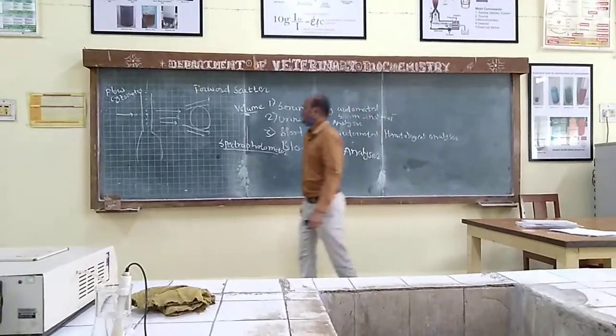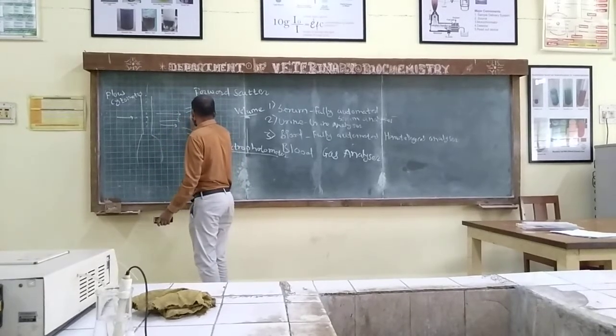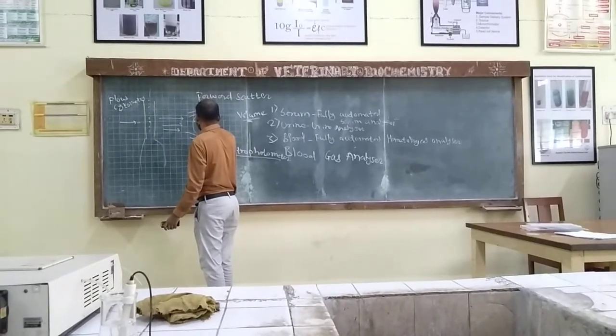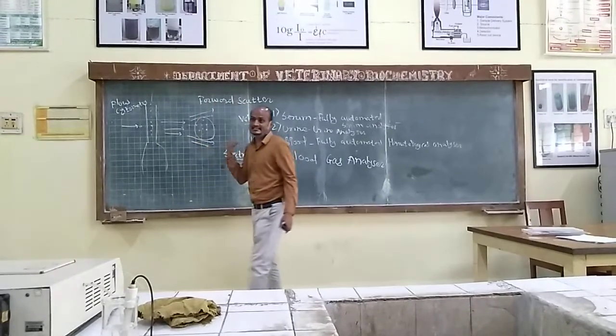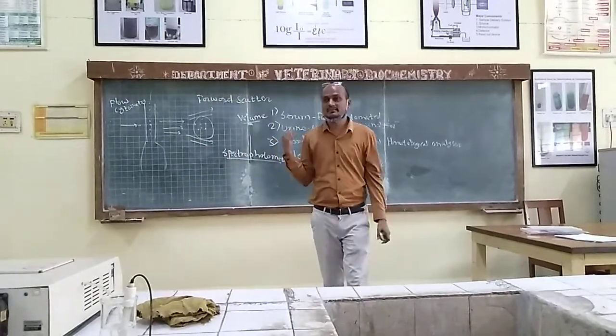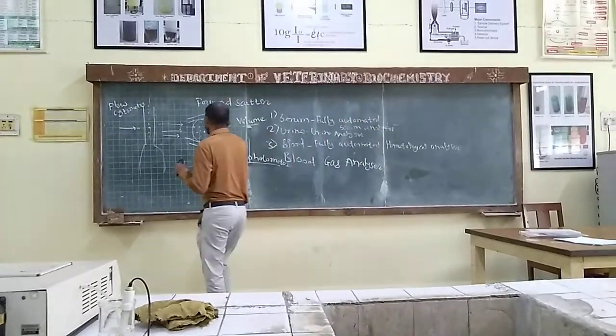Okay. So what else can happen with that light? It may try to pass through this cell. Okay. Some light may get absorbed. If some light is getting absorbed, based on the absorption parameter, we can determine certain hematological parameters. That is another thing.